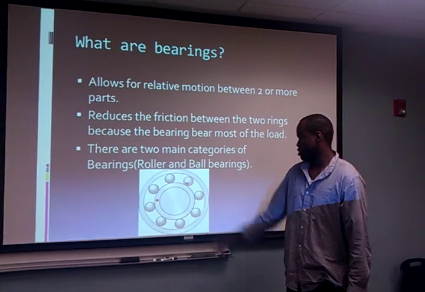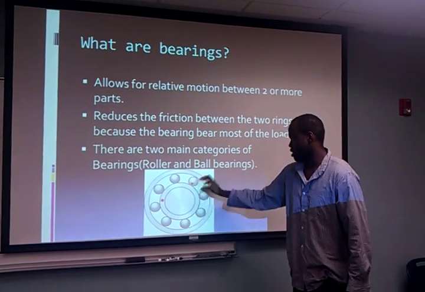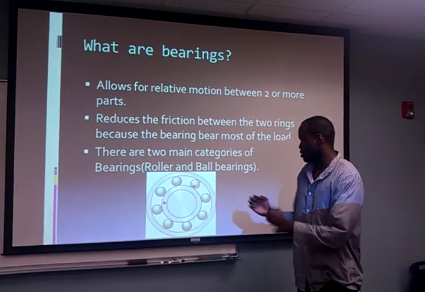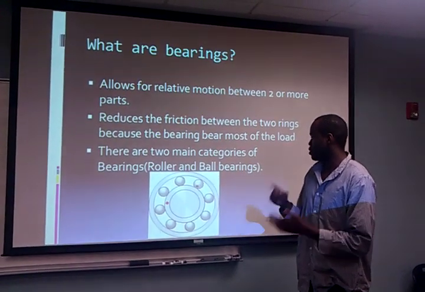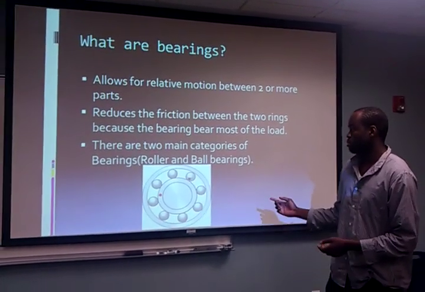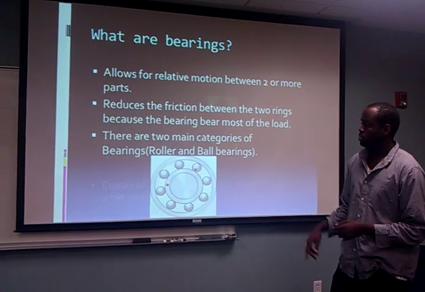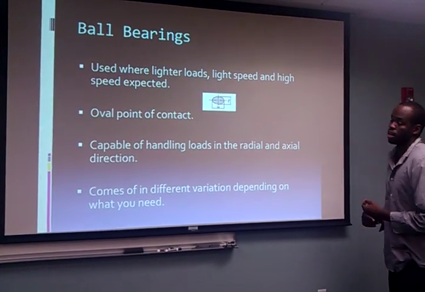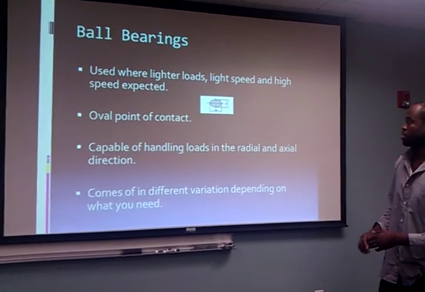As you can see in this picture, say those balls weren't there, and then they were almost similar in size. It would cause a lot of friction and won't allow it to rotate faster. There are two types of bearings: roller bearings and ball bearings. Ball bearings are used where lighter loads and high speed are expected.